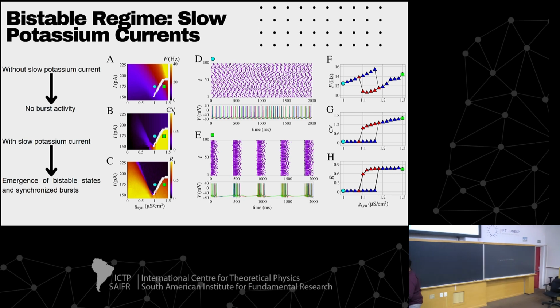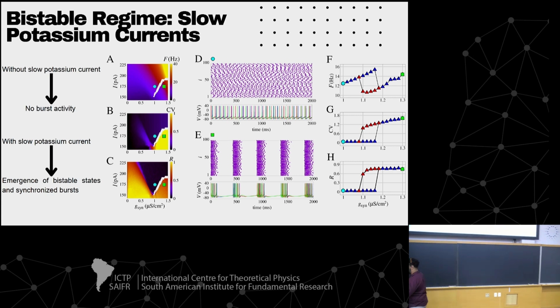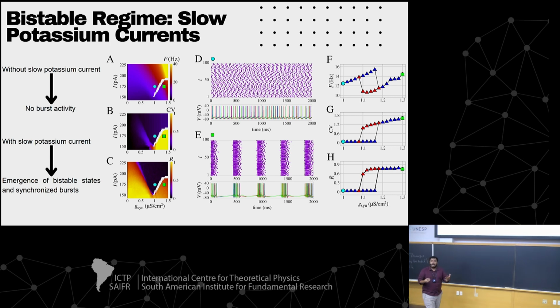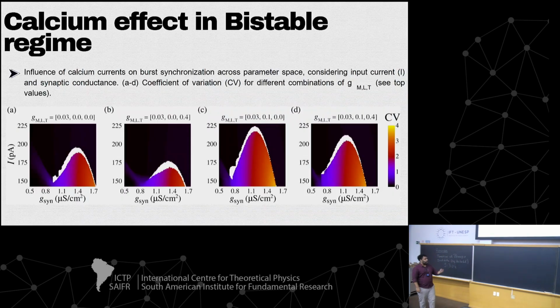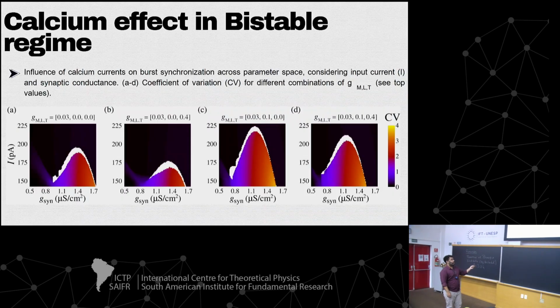Calcium has a great role in bursting. What will happen if we implement this into the model? Here we have a parameter space for different conductances. In this first case, we just have slow potassium, and we can get those regions of bistability when we have some coupling greater than 0.8.